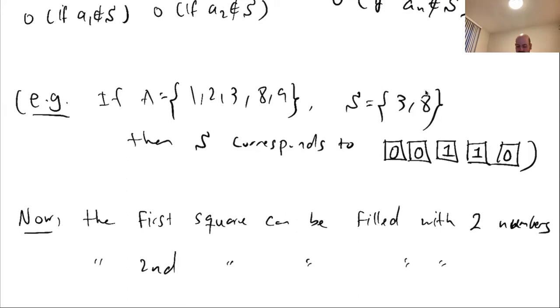So in total, we can fill the above n squares in 2 times 2 times 2 equals 2 to power n ways. This means A has 2 to power n subsets.